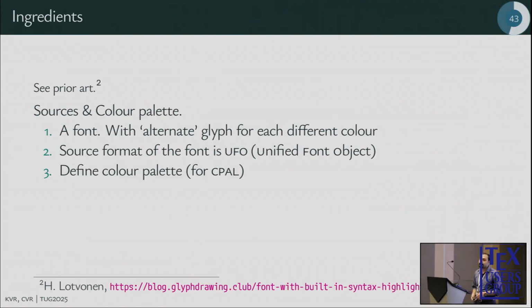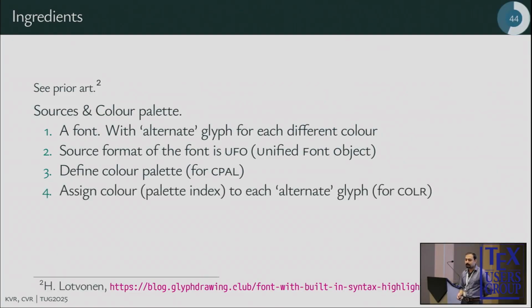The next thing is that you need to define a color palette. That's the CPAL, and everything in OpenType is implemented as binary tables. And each of these tables has a particular name, a code. So color palette is called CPAL. And then once you define the color palette, say 5 or 6 colors, you can assign one of these colors to a particular glyph, or maybe a blending, but I'm just going to go with a single color. That makes the implementation simpler.